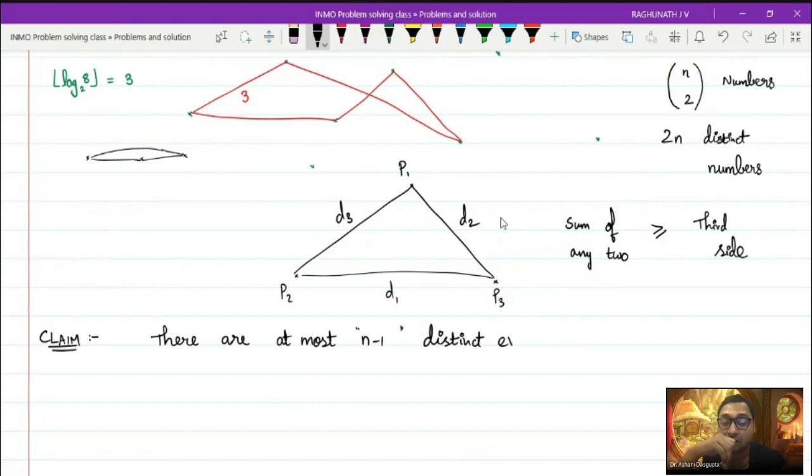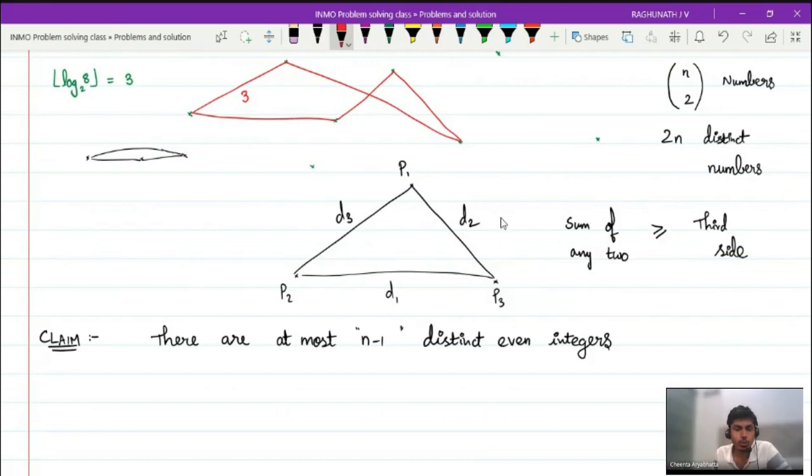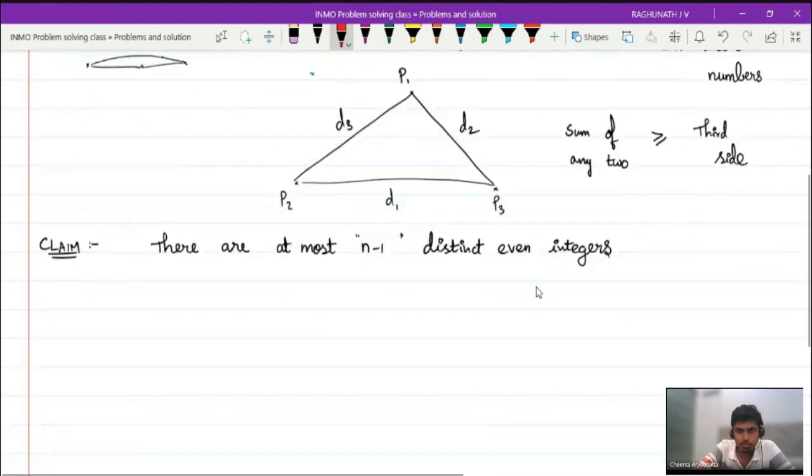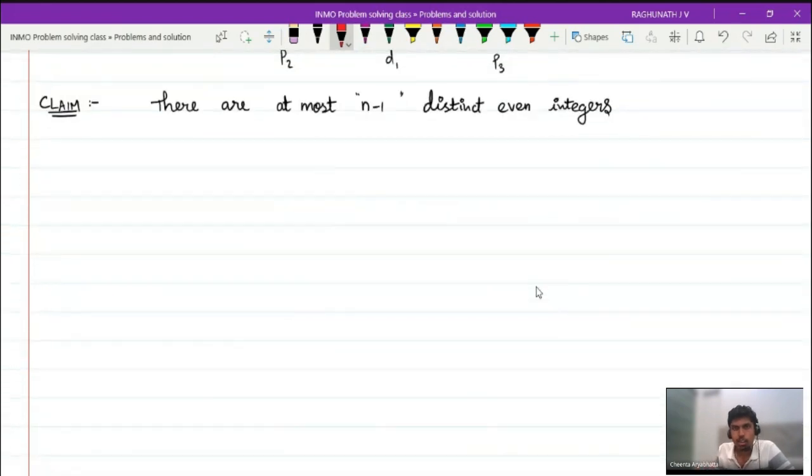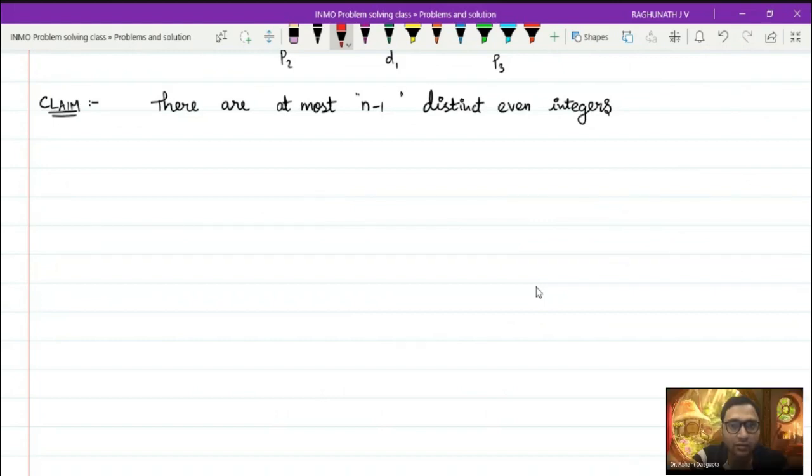Okay. So among the numbers that Gauss writes down, if we just look at the even numbers that he writes down, you are saying that there can be only n minus one distinct such even numbers. Exactly. Only n minus 1 distinct even numbers at most. The reason behind this is, if there are n or more distinct even integers, then there is a cycle formed in the graph.